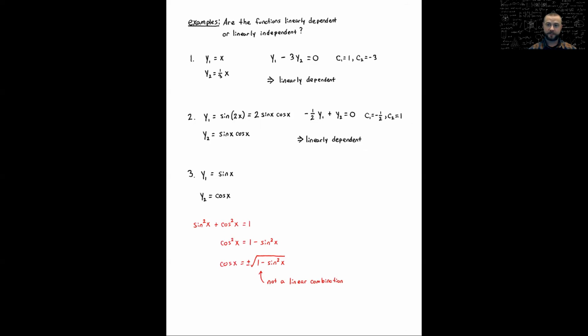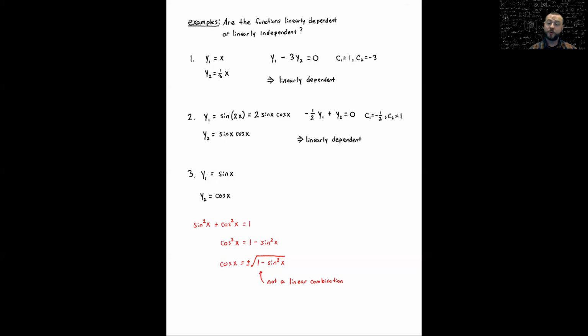Now be careful here. With linear combinations, we're allowed to multiply by constants and add. This Pythagorean identity involves squaring. And think back to your nonlinear ODE from earlier in this lecture. The y squared term made the differential equation nonlinear.